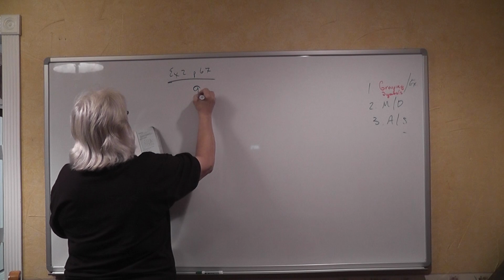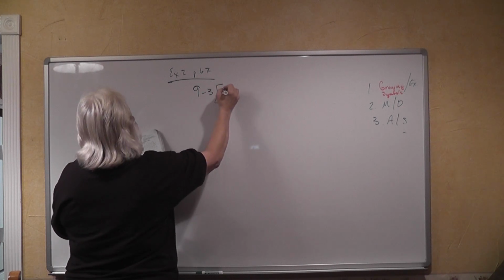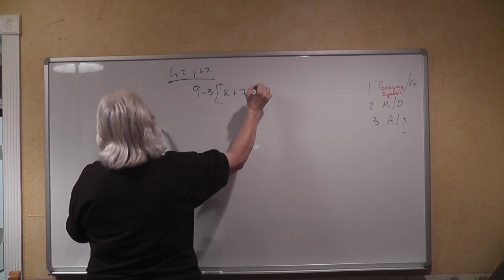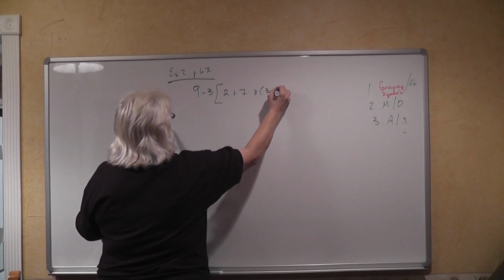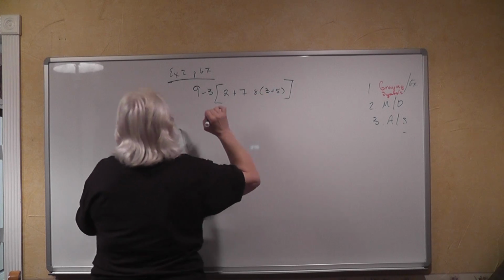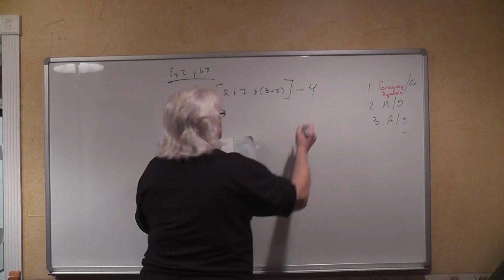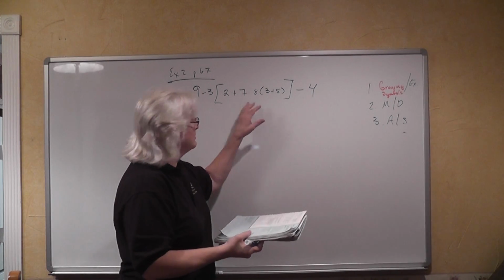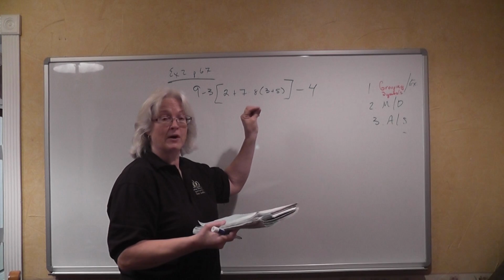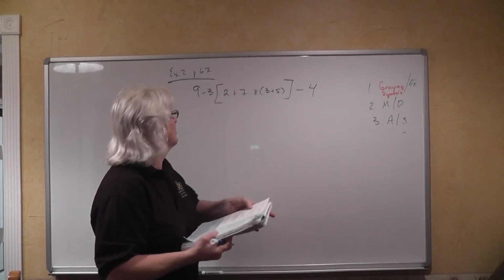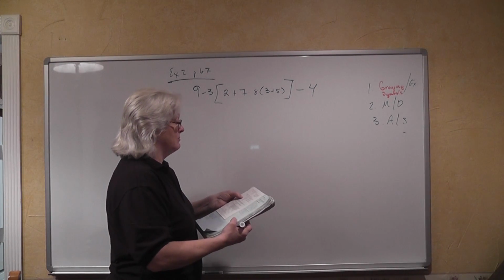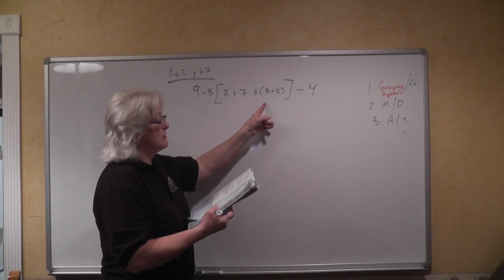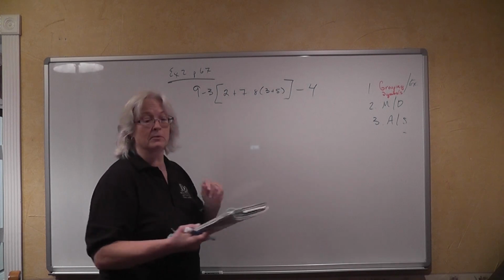We have 9 minus 3 times the quantity in brackets, 2 plus 7 times 8 times the quantity 3 plus 5, close quantity, close bracket, minus 4. Guys, when you're doing problems like this, make sure you take the time to go back and verify that you have absolutely copied the problem correctly. 9 minus 3, parentheses, 2 plus 7 times 8 times 3 plus 5 minus 4.